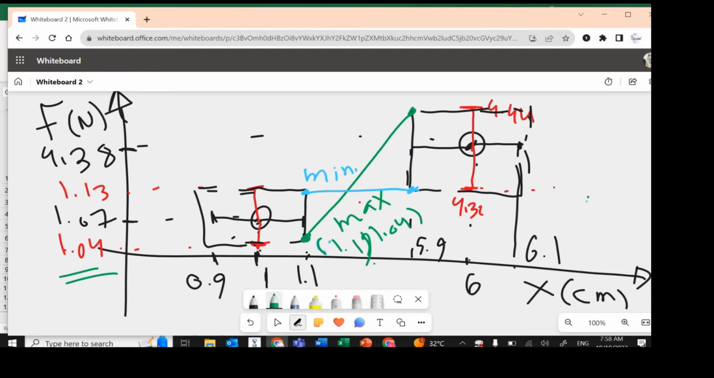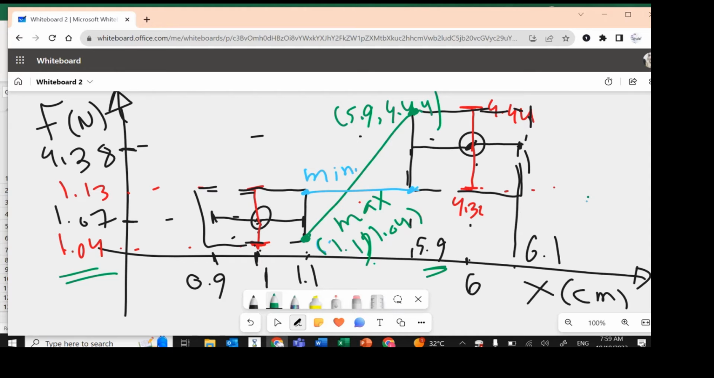And for this point, x-axis is 5.9, and y-axis, I went up, 4.44. So how can we find the slope? Always change in y divided by change in x.